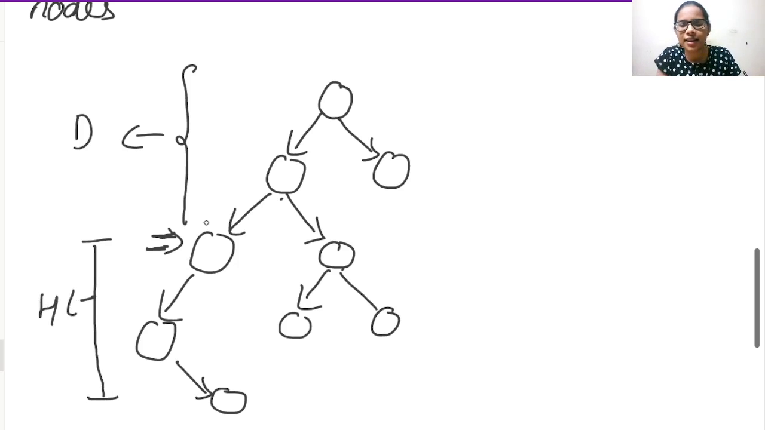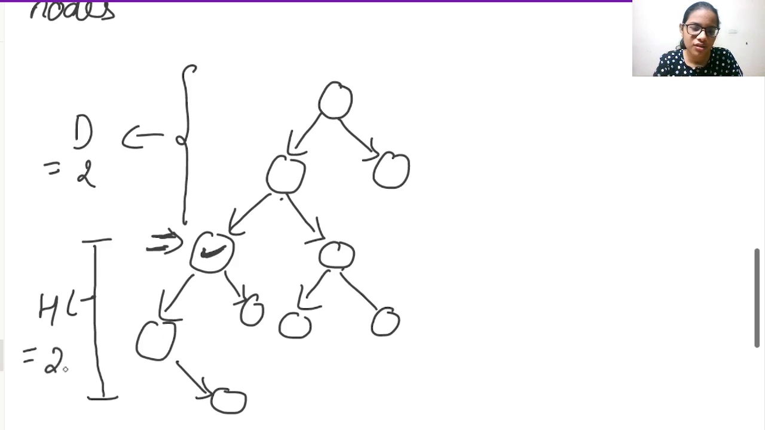Now let us define it. The number of edges between the root node and the node that is under consideration is known as depth. So over here, depth of this particular node is 2. Now what about height? Let us consider this node also. Which one is the deepest node? Is the left one the deepest or the right one? The deepest one is the right one. So height is equal to the number of edges between the node under consideration and the deepest node. So height is equal to 2.